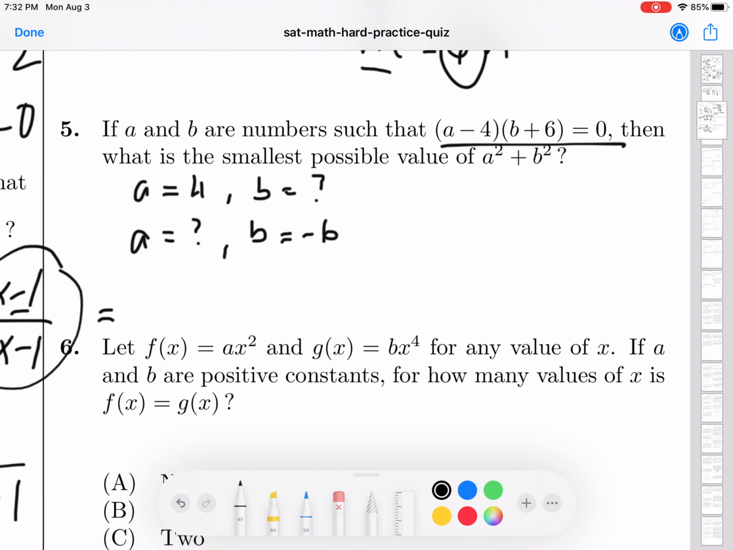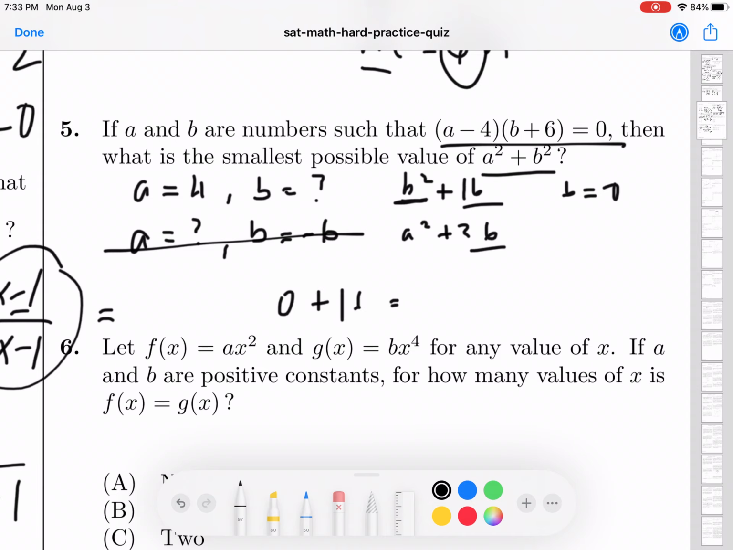So, if we have b equals negative 6 and a equals something, that is going to give us a larger result than if a were to equal 4 and b is equal to something. See, because that would be a squared plus 36 versus b squared plus 16. So let's take out that possibility. Now the smallest possible solution for this is just b equals 0. So the smallest possible value is 0 plus 16.